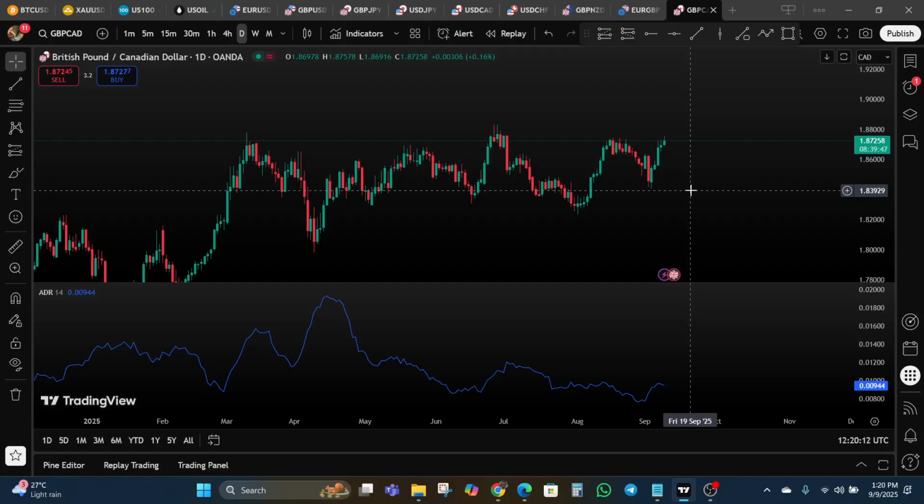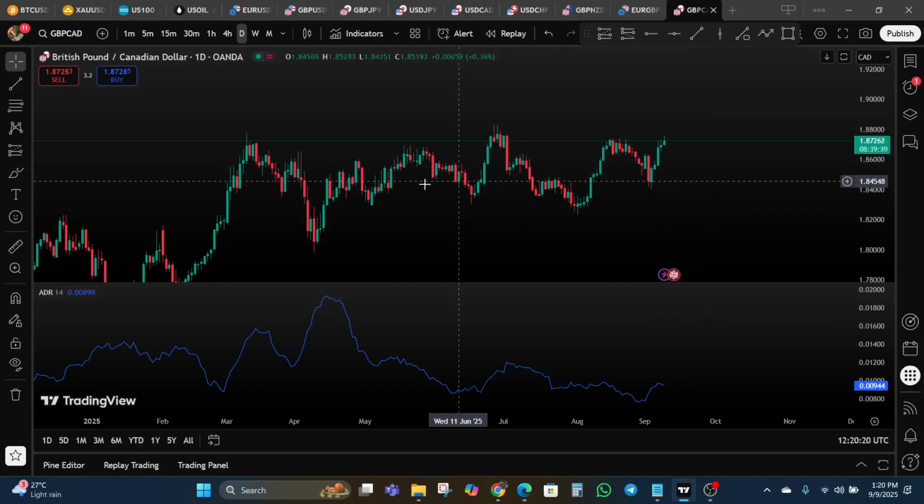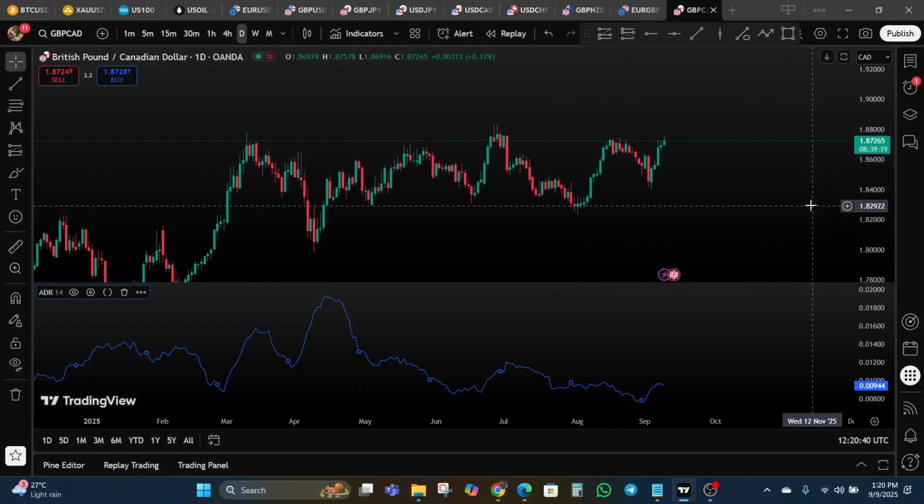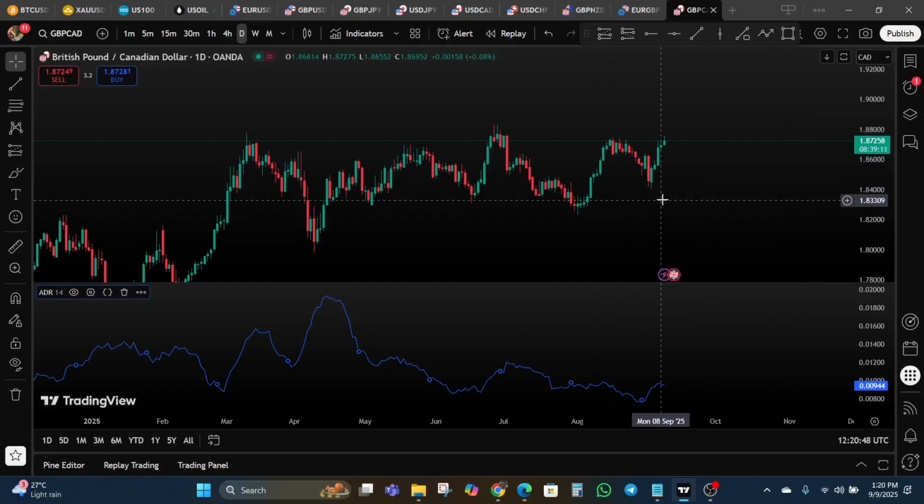Now, to calculate your ADR, you simply take the difference between the daily high and low over a set period. As you can see, this particular indicator uses a default length of 14. So typically it is the difference between the daily high and low over the last 14 periods, and you average it out. Once you know your ADR, you mark the upper and lower levels on your chart. These are potential targets or zones where the price may react.